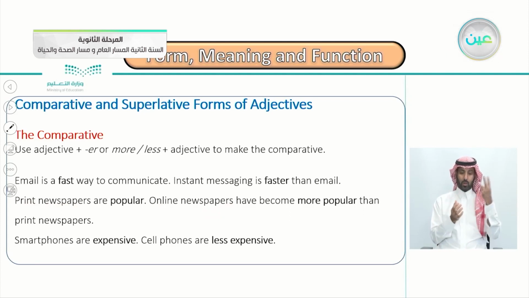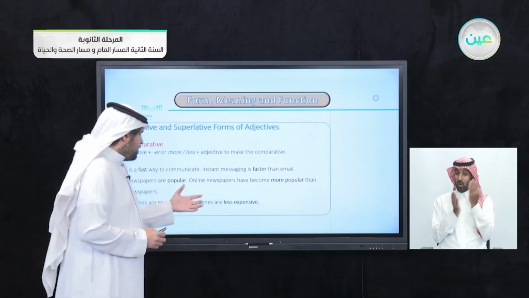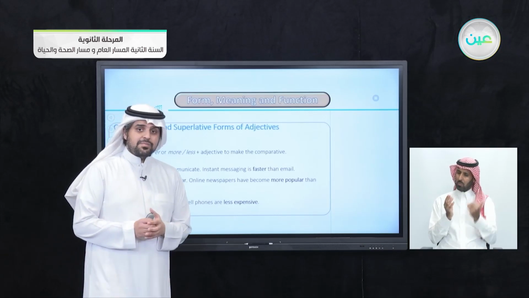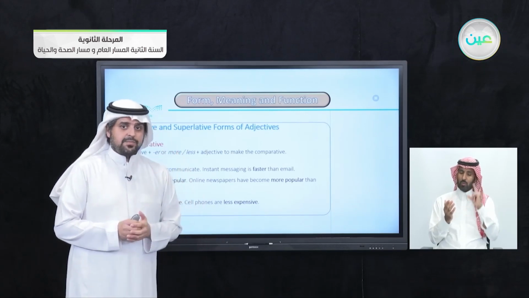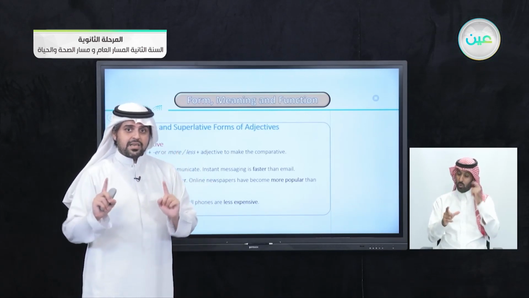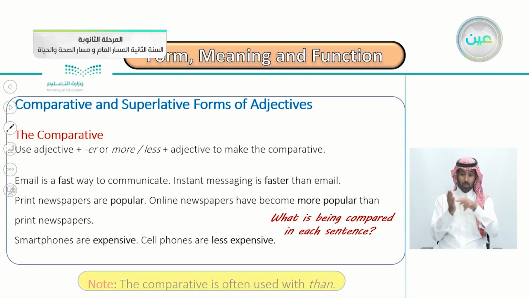The third example: smartphones are expensive. This is the adjective here. Cell phones are less expensive. So this means that they are both expensive, but the cell phones are just a little bit less expensive. So we are comparing two objects here, the smartphones and the cell phones. So what is being compared in each sentence? As we said, the first one is the email and the instant messaging. The second one is the print versus the online newspaper. The third one, smartphones and cell phones.